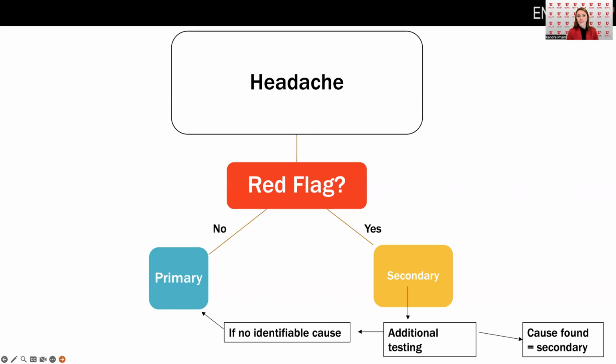If there are no red flags and they seem to fit the criteria pretty well for one of the primary headache disorders, then they probably have a primary headache disorder. But if they have a red flag, then we should really be thinking about secondary headaches. And when we think there is a secondary headache, then we usually want to do additional testing. If we find a cause, then we know this is a secondary headache due to whatever that cause is that we found. If we don't find a cause, then maybe this is a primary headache and it just doesn't behave quite as typical as they usually would.